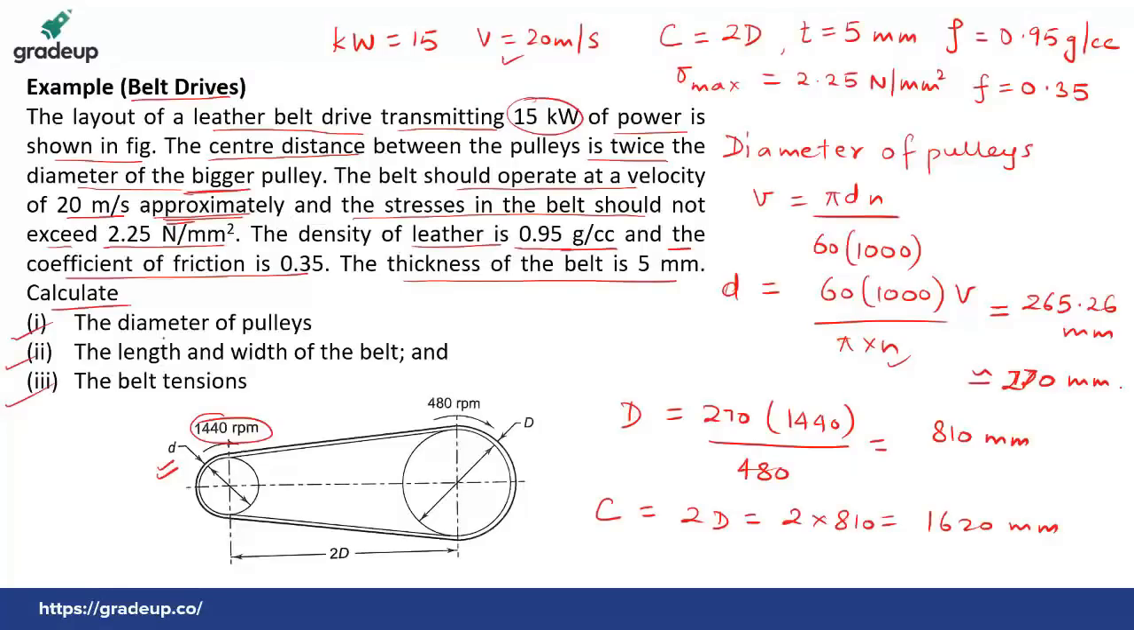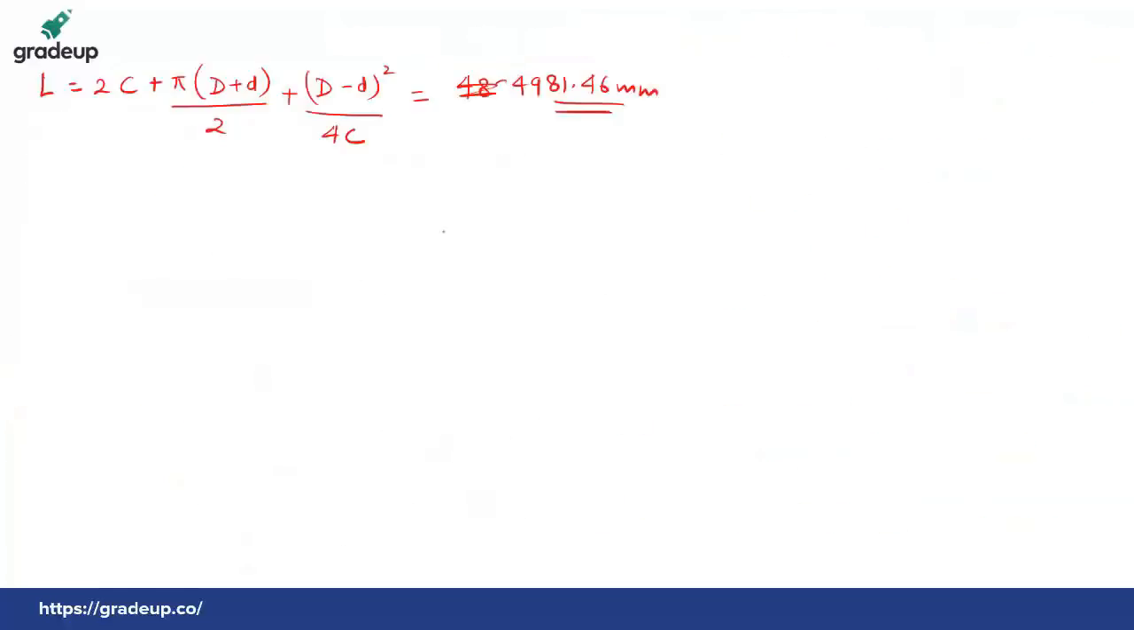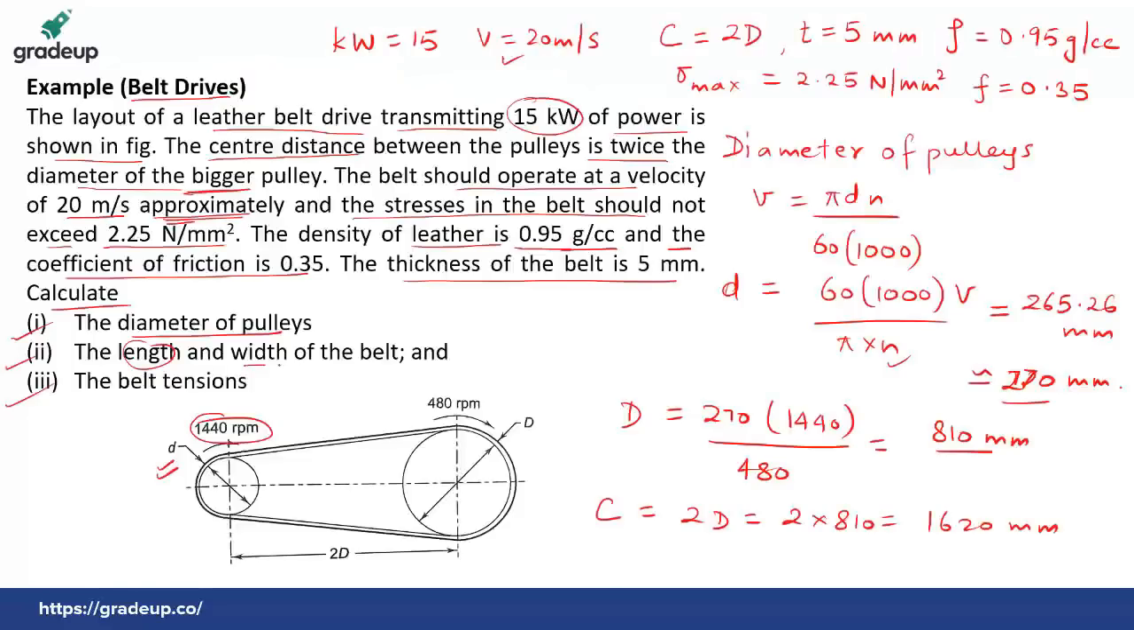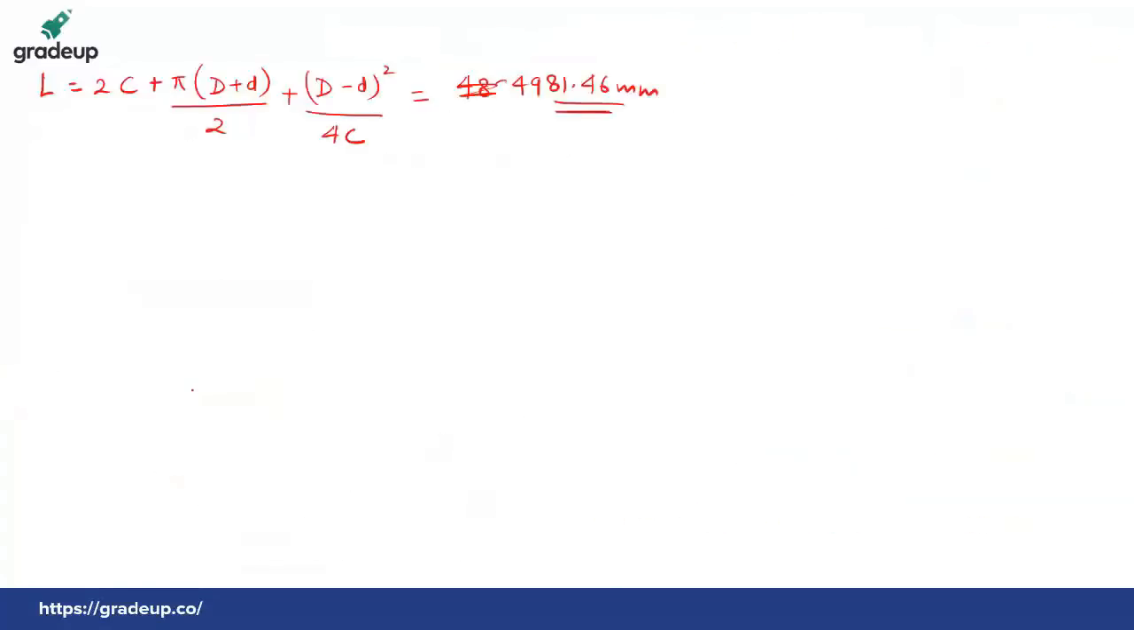So in this question it has been asked the diameter of the pulleys. This we have found out, 270 and 810, and the length of the belt has also been found out, that is 4981.46 mm. Now what we have to find out? Now we have to find out the width and the belt tensions. So how to do that?